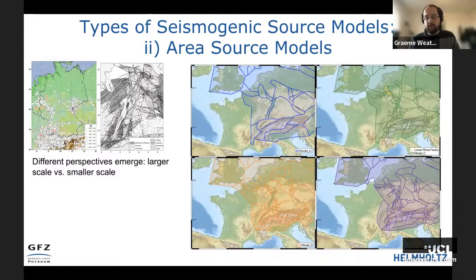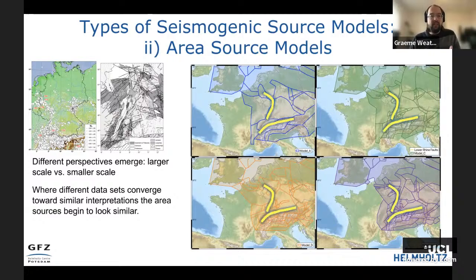these are 4 models that have been used in the recent 2018 German seismic hazard model from Grunthal et al. And although there are different perspectives that go into each one of these zonations, what we do see is that where data sets converge towards similar interpretations, the actual area sources begin to look quite similar. For example, all of the models have very similar sources that cover the Rhine-Graben, cover the Alpine Foreland, sorry.